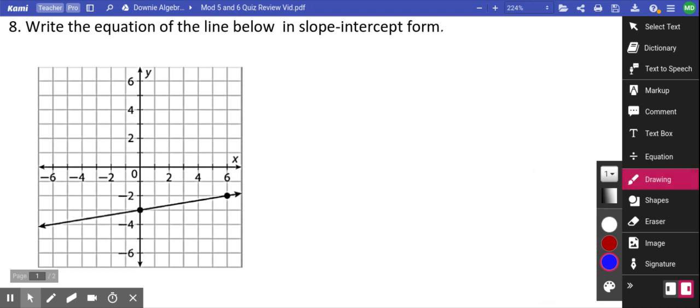For number 8, we want to write the equation of the line below in slope-intercept form. Slope-intercept form. Recall that slope-intercept form uses our slope, represented by my letter M, and my intercept, specifically my y-intercept.